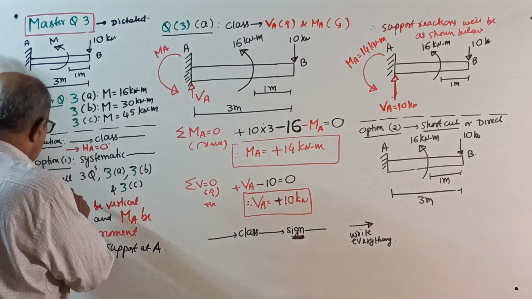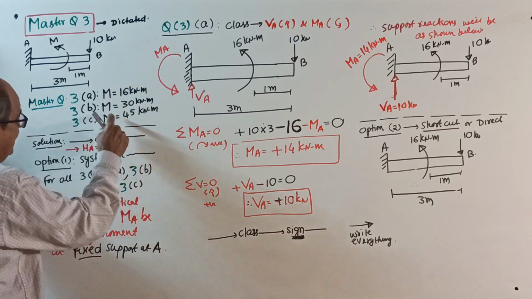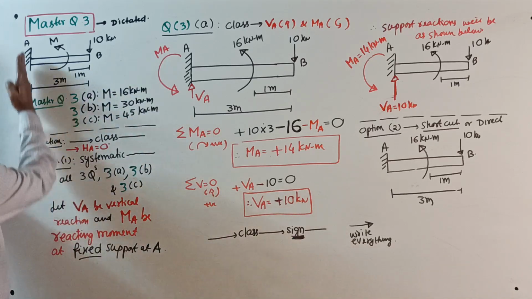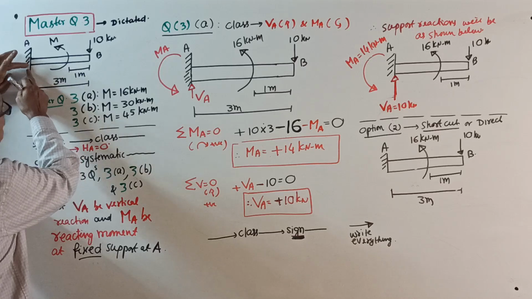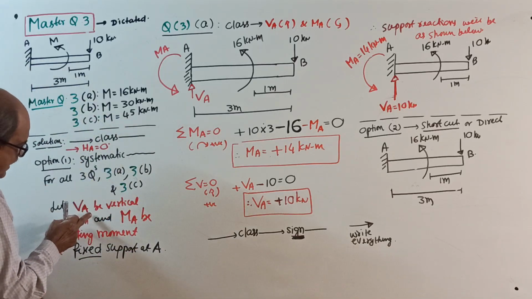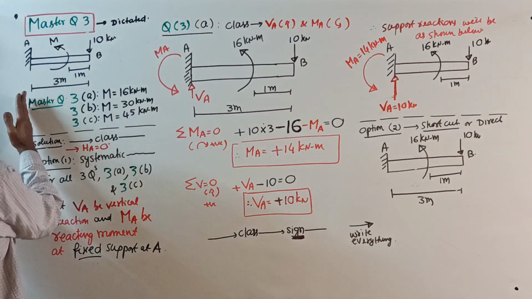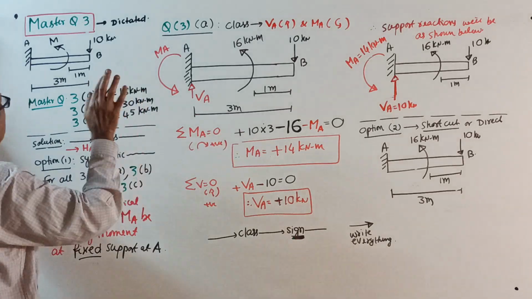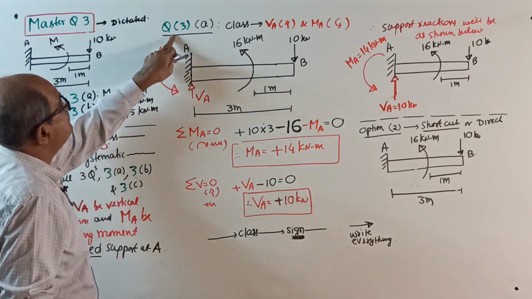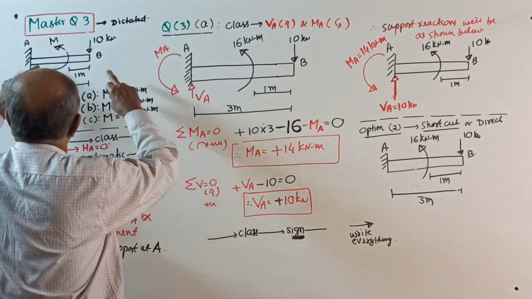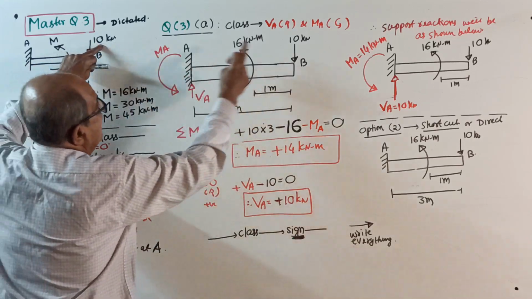Now, before that, for all 3 questions, 3A, 3B and 3C, let VA be the vertical reaction and MA be the reacting moment at support A. I have not given the direction here. That is, the vertical reaction is VA, up or down we will decide later. The reacting moment is MA, we will write here, over. Now I am solving question 3A, that is 3 meter, 1 meter, 10 kilonewton.